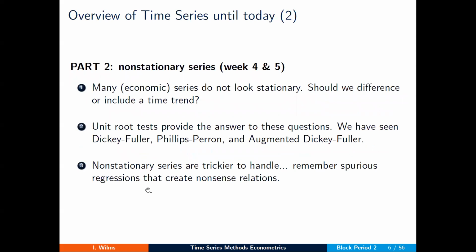In a second large chunk of the course, we looked at non-stationary time series. We saw how to set up unit root tests to formally test if a series is stationary or not. And these non-stationary asymptotics required us to rely on Brownian motions and the functional central limit theorem. We also saw at the end of last week that we needed to be careful with non-stationary time series, since spurious regressions can lead to nonsense relations.